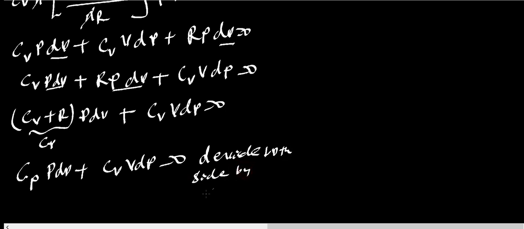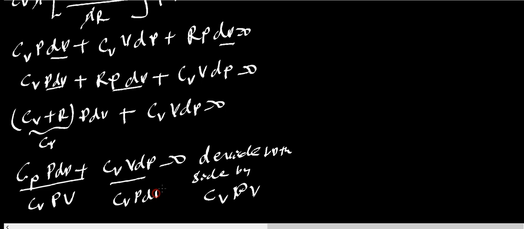Divide both sides by CV. PV... CV PdV. Then P over CP over CV, the ratio of the molar heat capacities, the molar ratio, the specific molar ratio, which is gamma.